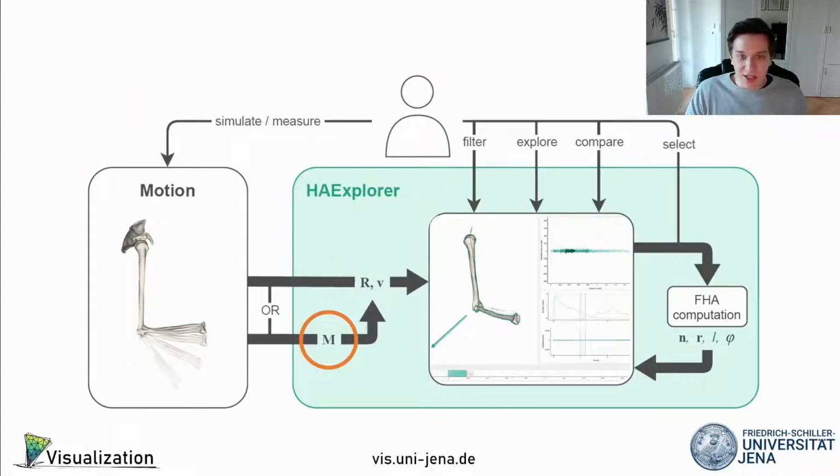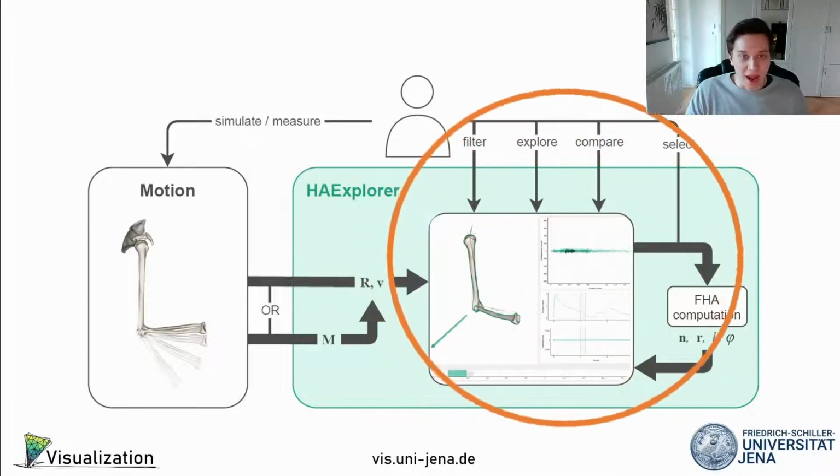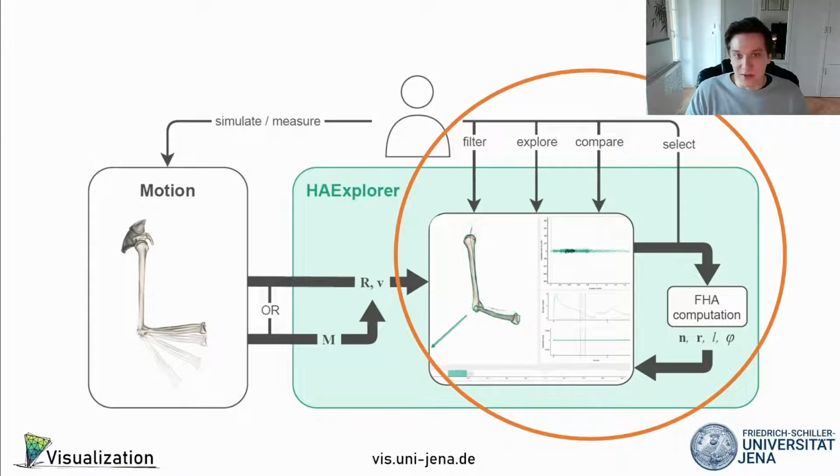And to address this issue, we developed the HAExplorer, which is a toolbox for helical axis analysis. It takes as input a sequence of marker positions or rigid transformations that describe the motion of different objects in a scene and then allows you to compute, filter, and compare the helical axis of motion of these objects.